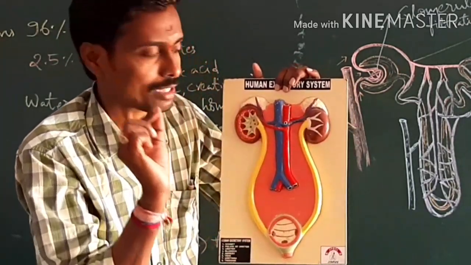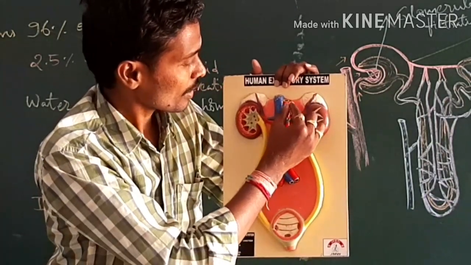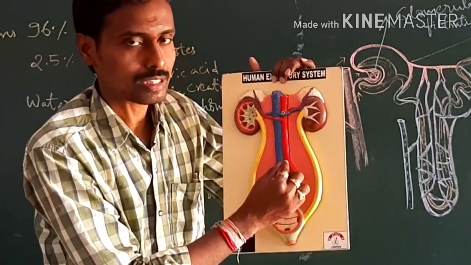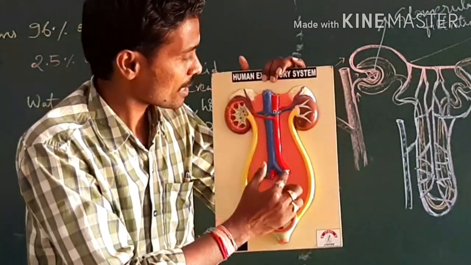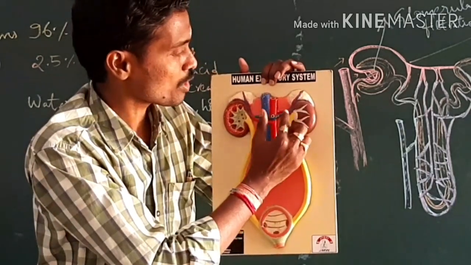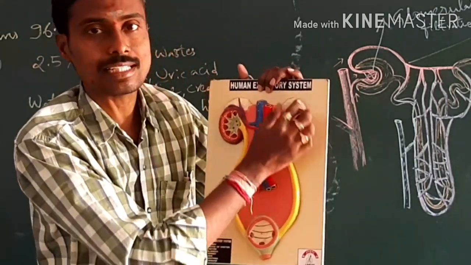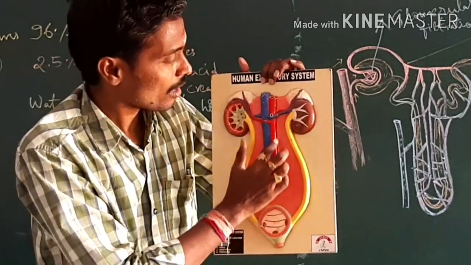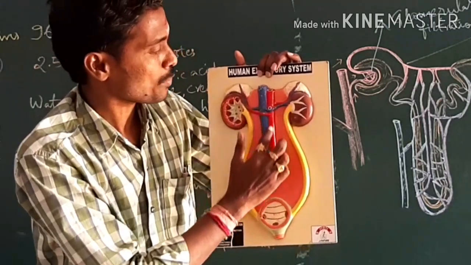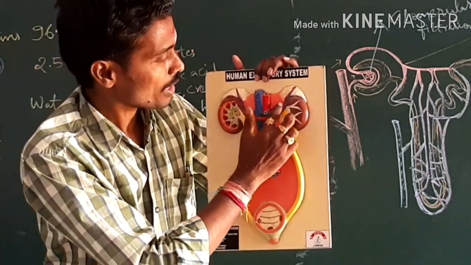Here, one thing you should remember. What is that? Artery means what here? Supplies. Here it is supplying the waste materials to the kidney. Renal means that the word indicates kidney, that is, related to the kidney. That's why this is called the renal artery. It enters into the kidney.